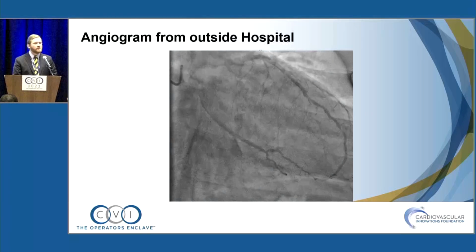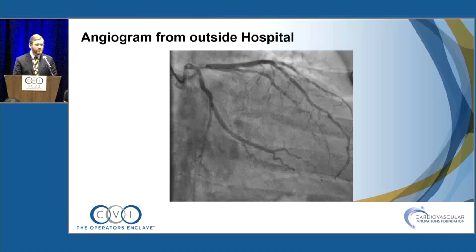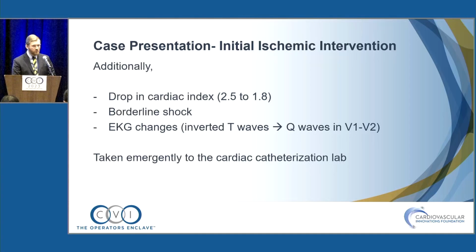You can see that distal LAD disease as well as left main disease. That was the reason for referral. So he was taken initially for an urgent CABG. They did a LIMA to LAD bypass, SVG to OM1 bypass. So why is this a peripheral case? Post-op day 1, he was working with physical therapy, developed some dizziness, shortness of breath, and orthostatic hypotension. Additionally, his cardiac index, he was in shock at that point. He was on norepinephrine, epinephrine, as well as vasopressin. We saw some EKG changes.